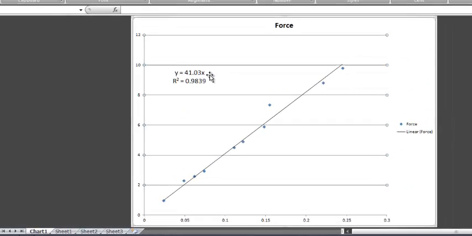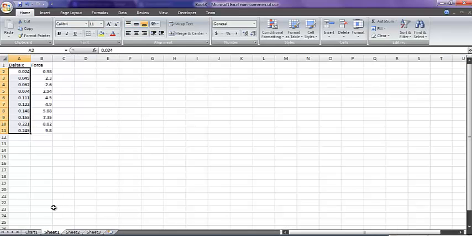So that's that one. Now, what about the other data? Well, I'm going to go back to my sheet, and I'm going to leave a column blank here. If I start another column over here, Excel will know that data has nothing to do with the former data.